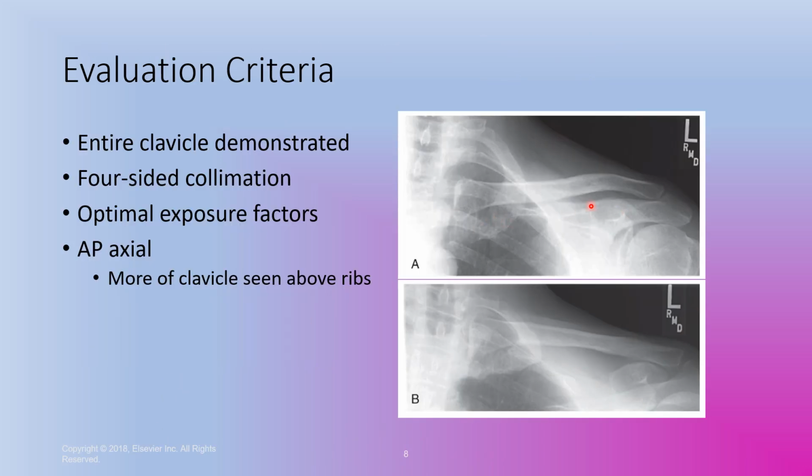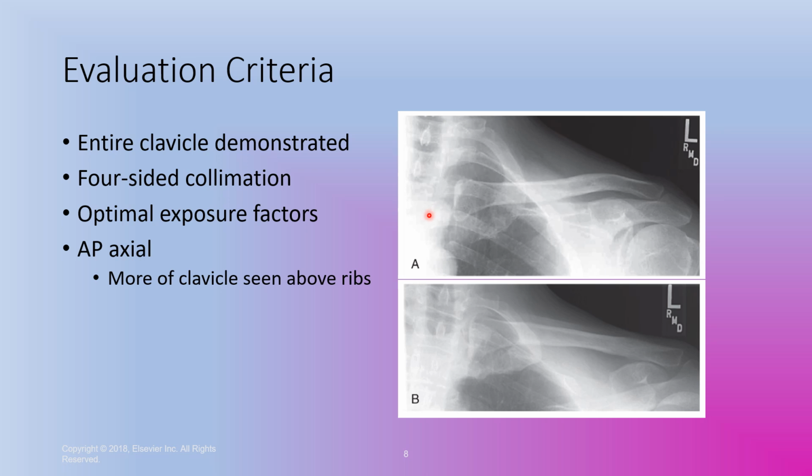Now the images that result from the AP and the AP axial are on this next slide. So this right here is the AP. This references figure 5.90 on page 203. Again, you have to visualize the entire clavicle in both images. I would disagree with four-sided collimation. I would say you're probably only collimating top to bottom, not side to side.